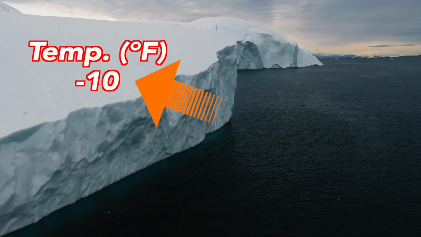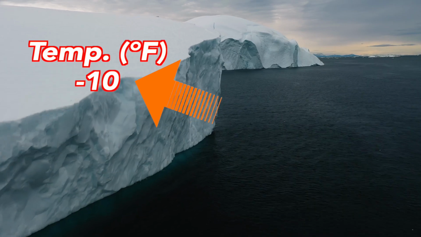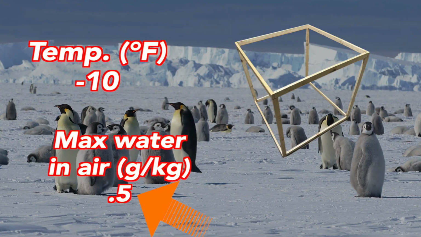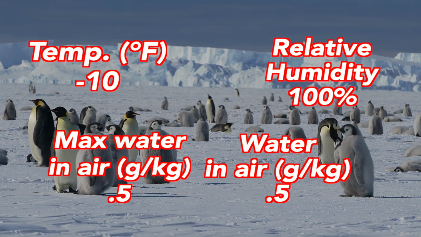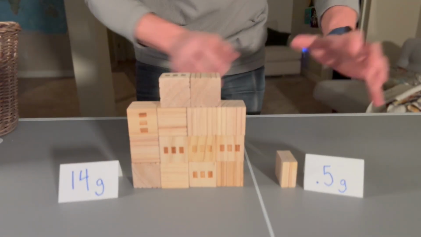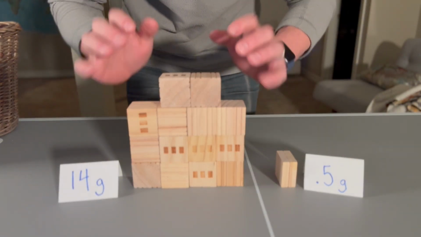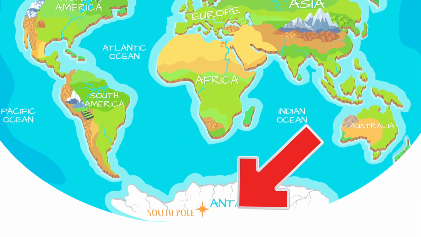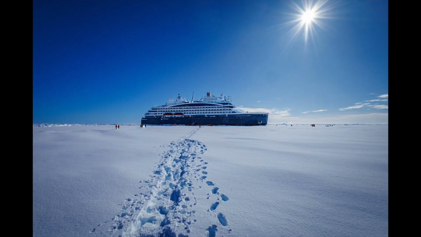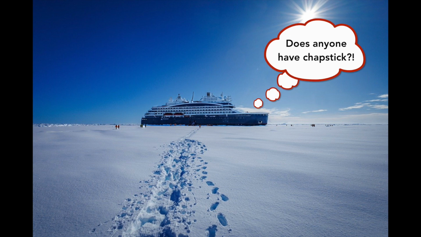But what if it's like negative 10 degrees? You know, Antarctic cold. Well, that kilogram of air could only hold about a half a gram of water vapor before it was saturated in 100% humidity. So 100% humidity in Antarctica is far drier than 100% humidity somewhere with 70-degree air. And that also explains why Antarctica is technically a desert. It's just too cold to even hold moisture in the air to precipitate.